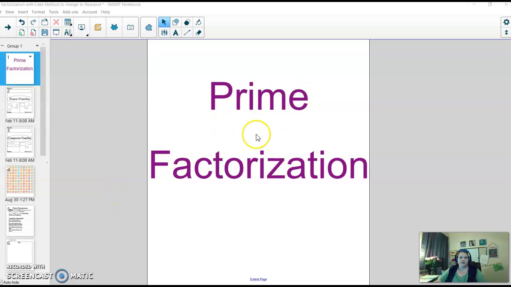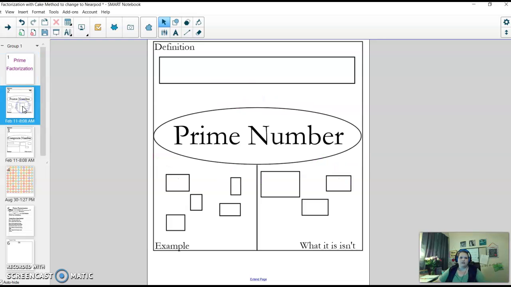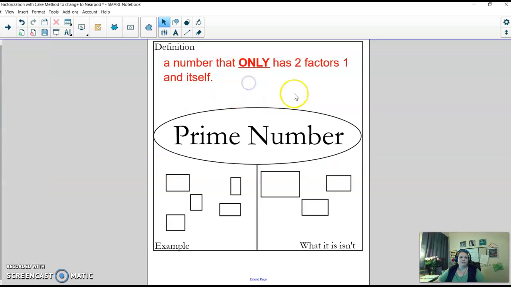Today we're going to talk about prime factorization. But before we do that, we need to know the definition of a prime number versus a composite number. So a prime number is a number that only has two factors, one and itself. Some examples are the number 11, the number 3, the number 97, the number 2, the number 53.